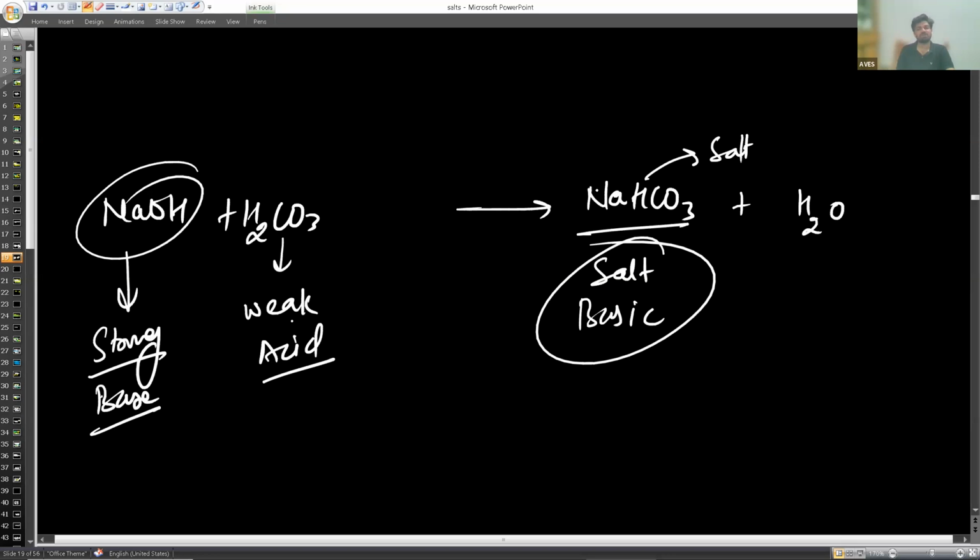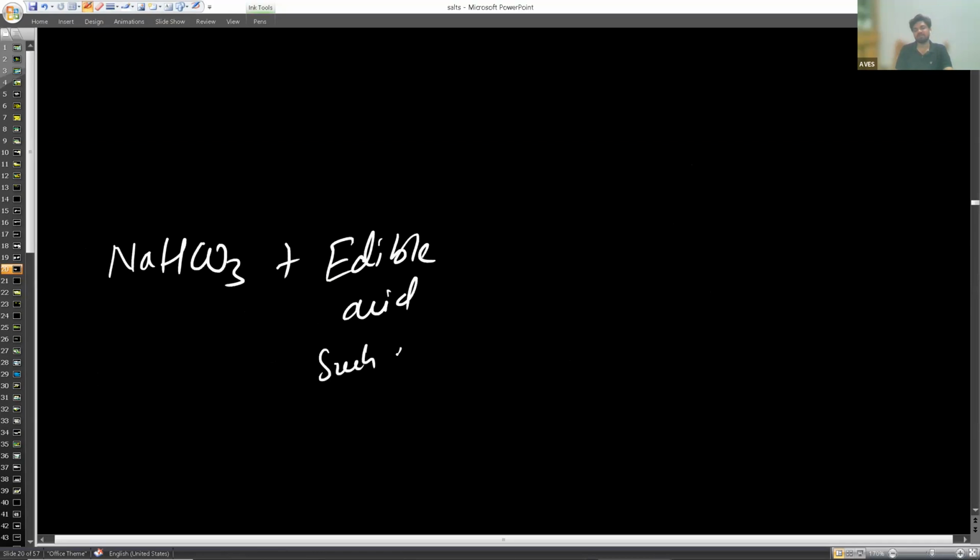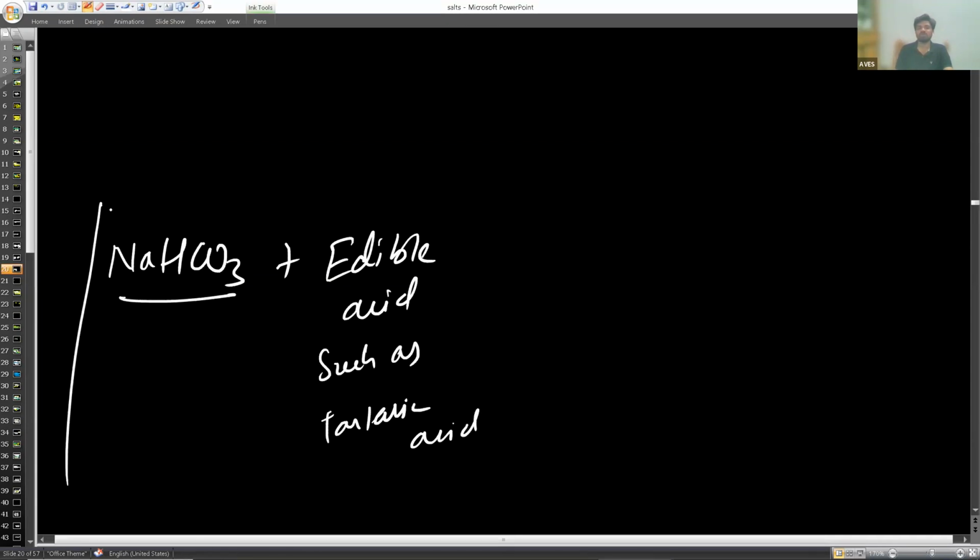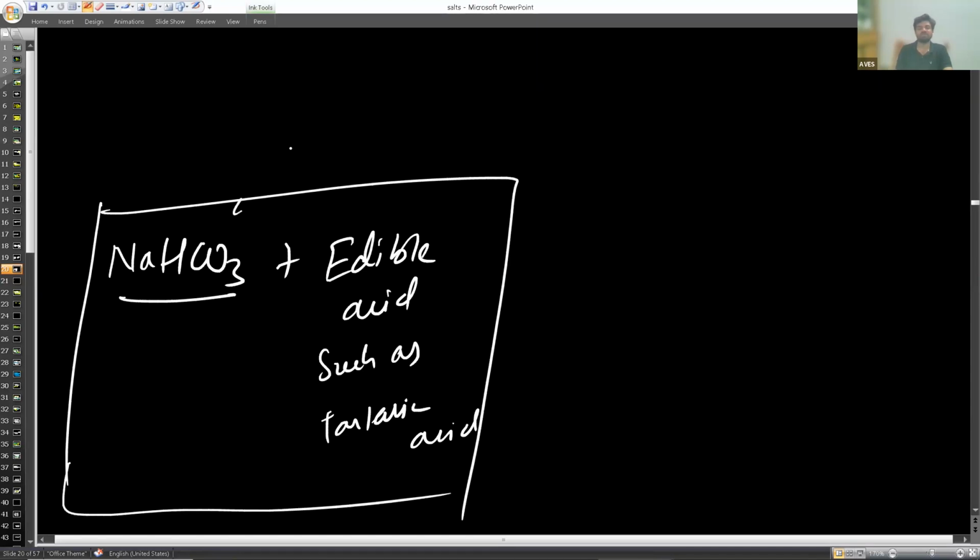So this is a basic salt, sodium hydrogen carbonate. And you know that if it is a basic salt, then it must have some bitter taste. Every basic substance has a bitter taste. So what we do is add some edible acid, such as tartaric acid, to this baking soda. When baking soda is mixed with some edible acid, it is known as baking powder. Now it is not baking soda, it is baking powder.